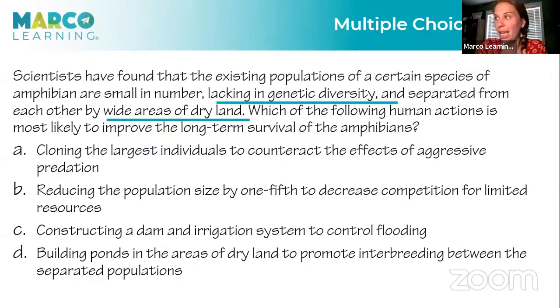So how can I increase the variability? How can I increase the diversity within my population? So that's what they're wanting us to come up with, a way that we can increase genetic variation. Okay. So cloning the largest individual to counteract the effects of aggressive. How does cloning an individual help me to increase genetic diversity? It doesn't. Reducing my population size by 1/5 to decrease competition. Again, I'm looking at genetic diversity. If I decrease population, I'm going to have even less genetic diversity, which is a problem.